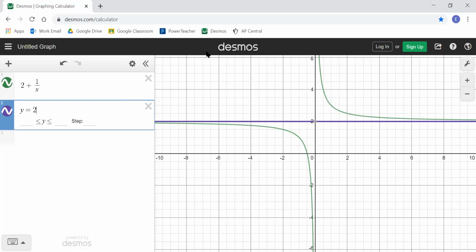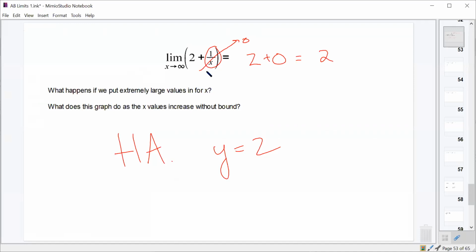So anytime you are asked to verify or prove that a function has a horizontal asymptote, you need to look for a limit as x approaches infinity. Now, that's not the only thing you need to do, but that's what we're going to start with. You've got to look for the limit as x approaches infinity. And since that's what we were doing here, that told us our horizontal asymptote.